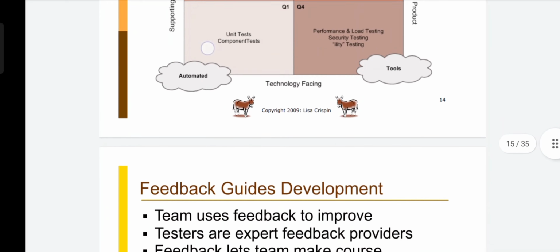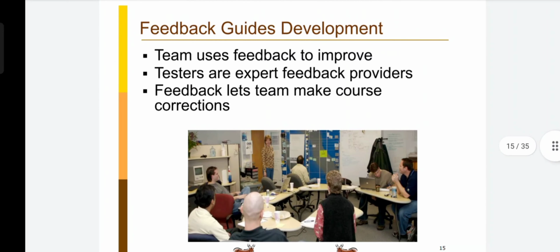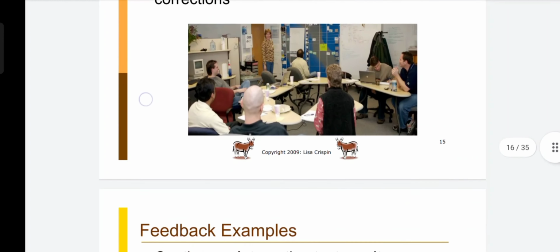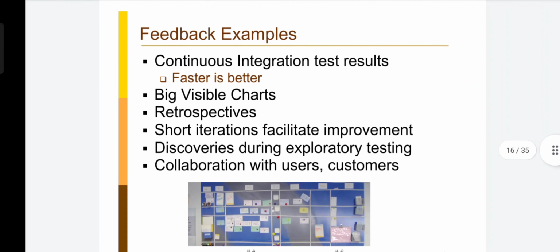Feedback guides development. Team uses feedback to improve. Testers are expert feedback providers. Feedback lets the team make course corrections. Feedback examples are big visible charts, retrospectives, short iterations, and stuff reviewed by the users.